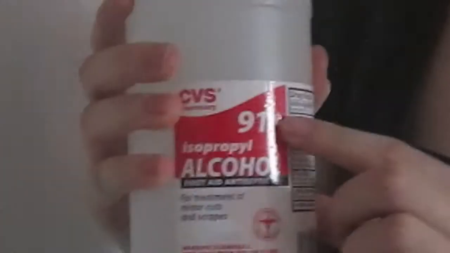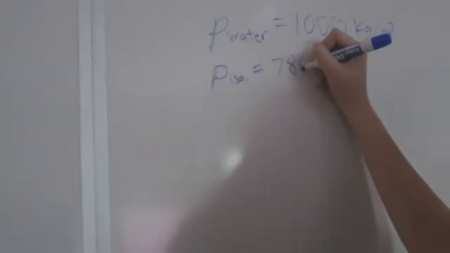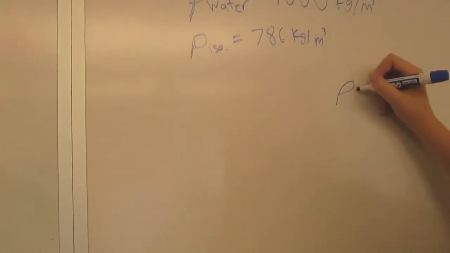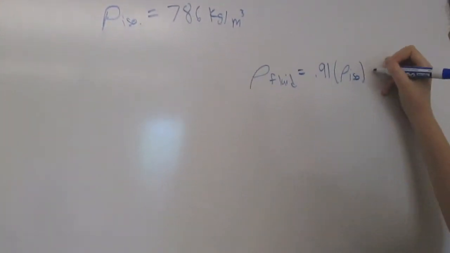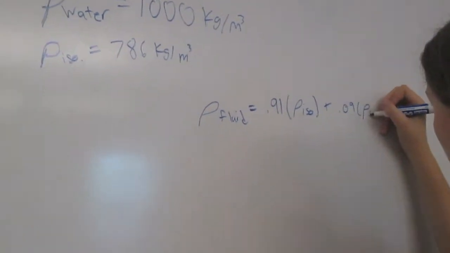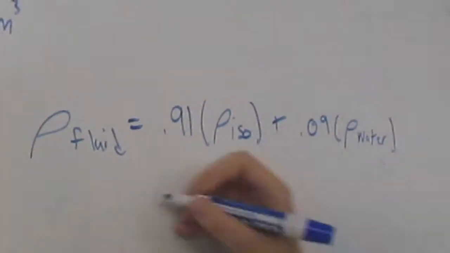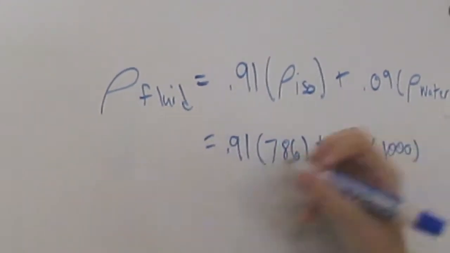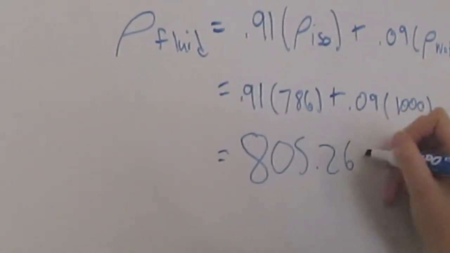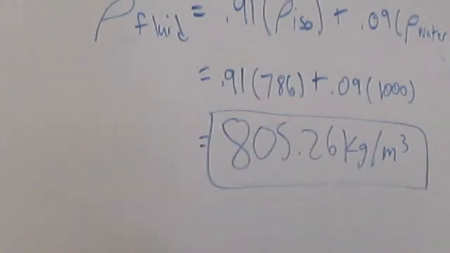So first we're going to find the actual density of our fluid, 91% isopropyl alcohol. The other 9% is water, and that has a density of 1,000. The density of our isopropyl alcohol itself is 786 kilograms per meter cubed. So the rho of our fluid will be 0.91 rho iso plus 0.09 rho water. Then we plug in the densities that we found before, so 0.91 times 786 plus 0.09 times 1,000, and that ends up with 805.26 kilograms per meter cubed.